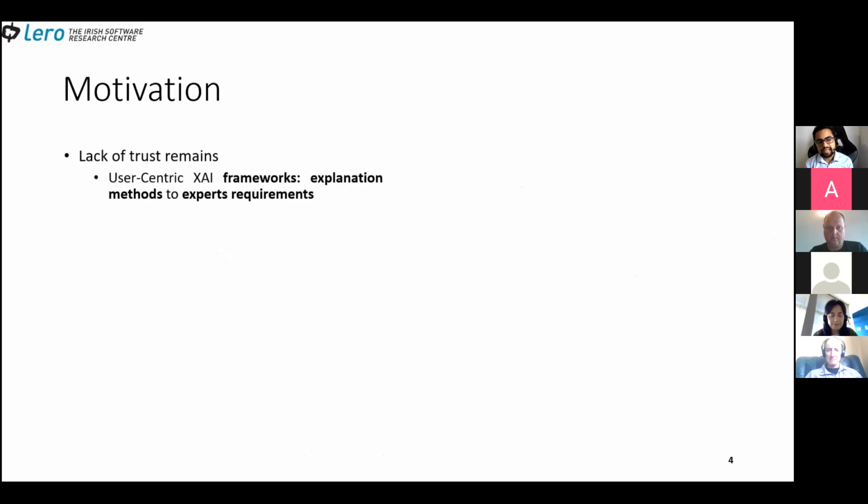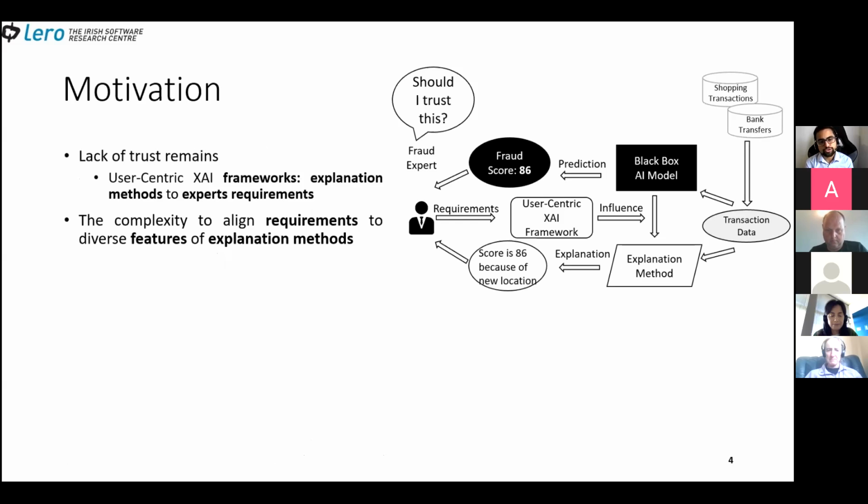So that's actually the motivation for recent literature emphasizing user-centric explainable AI frameworks. Those frameworks try to align the requirements of experts to use particular explanation methods, aiming to ensure their trust. However, it's a complex task to align experts' requirements with this diverse set of explanation methods, because they have particular capabilities and features, and those experts have a particular domain background knowledge to define which tasks they are taking for analyzing particular cases.